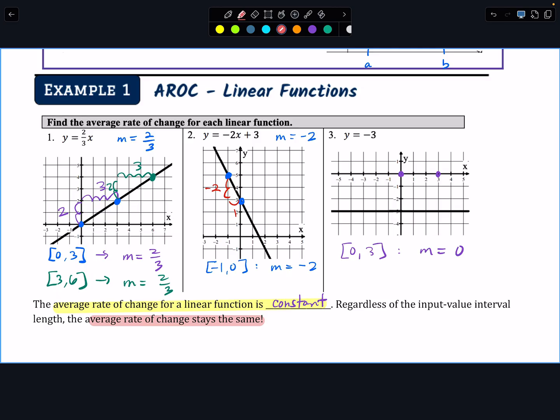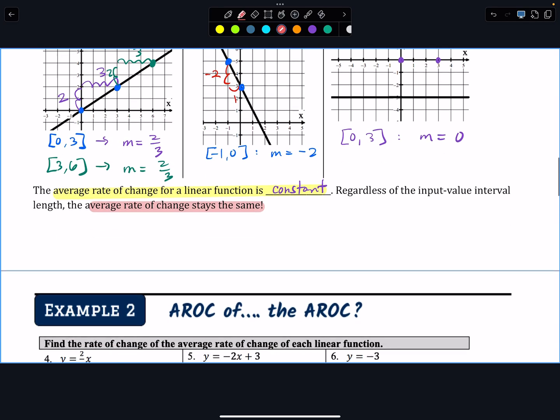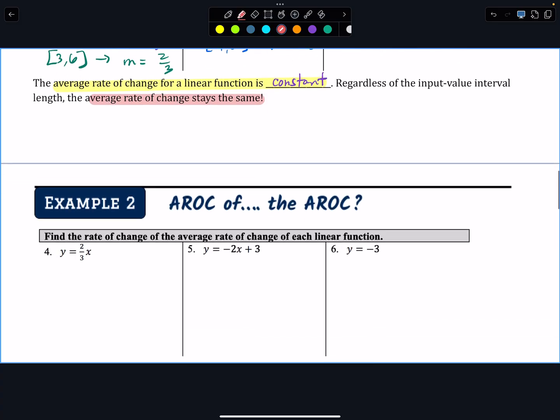Okay. Is everyone good with that idea? Okay. So in this lesson, we're also going to be talking about the average rate of change of the average rate of change. That's weird.